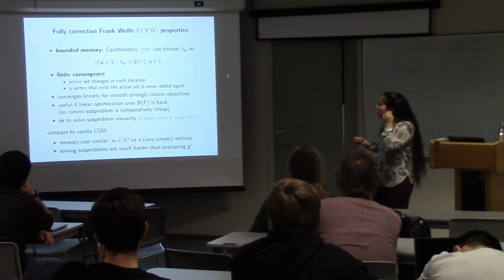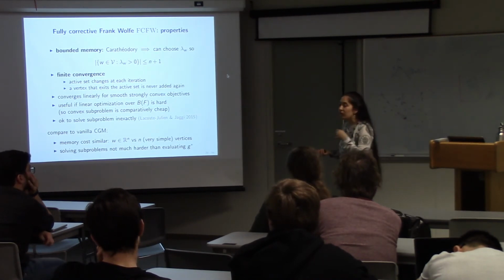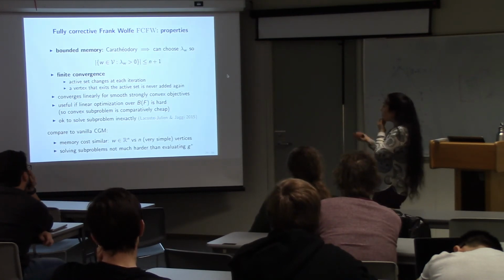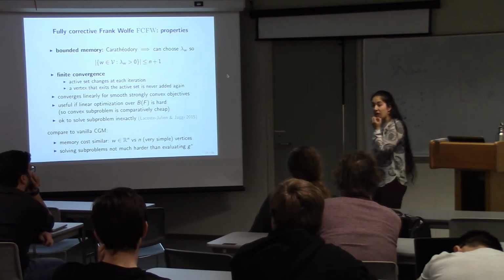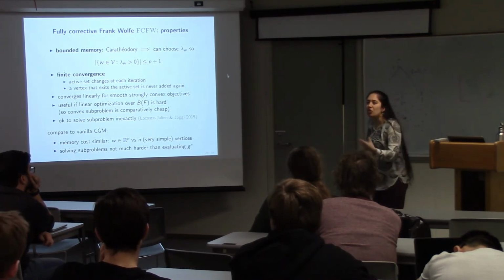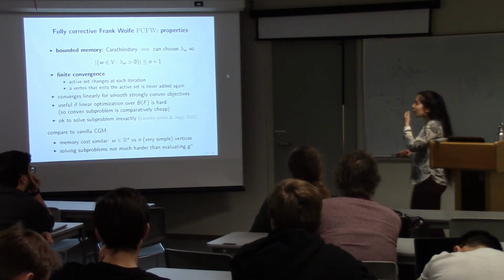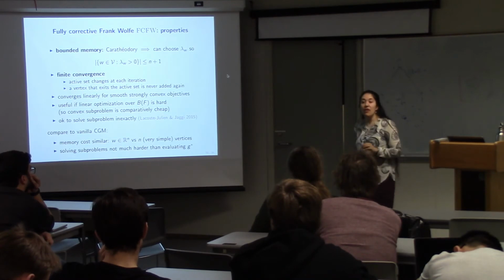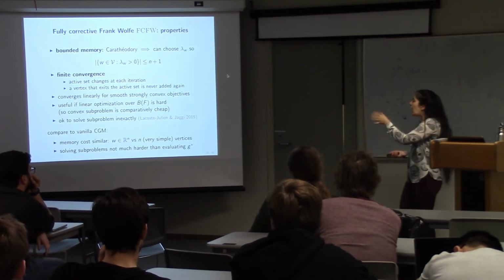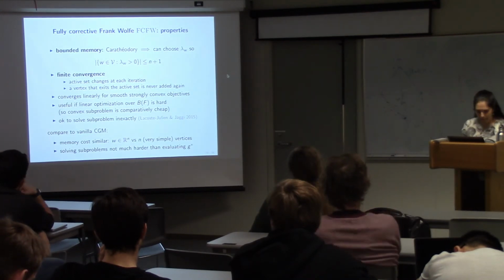We can actually show that it converges linearly for smooth and strongly convex objectives, and that's just using an argument that was already known for fully corrected Frank-Wolfe. This is useful if linear optimization over the base polytope is hard, and so the convex problem is comparatively easy, right? If we care about not doing too many linear optimizations over the domain. It's also kind of interesting, it's fine to solve the subproblem inexactly. So we don't need to have an oracle to exactly solve that problem. Actually, inexact solves don't do very much damage to the convergence rate.